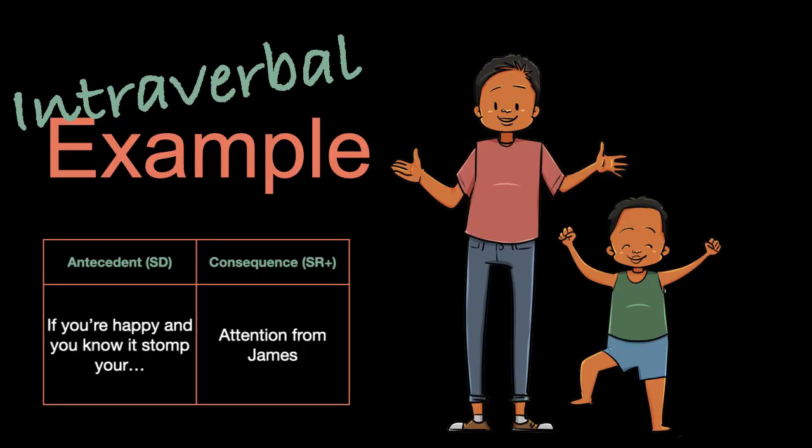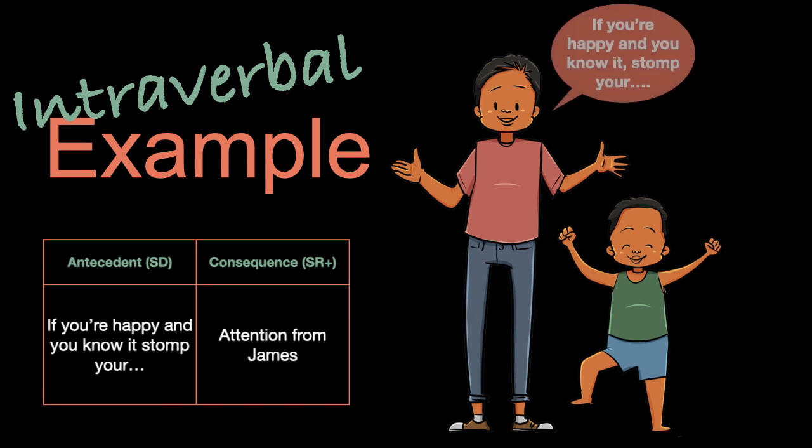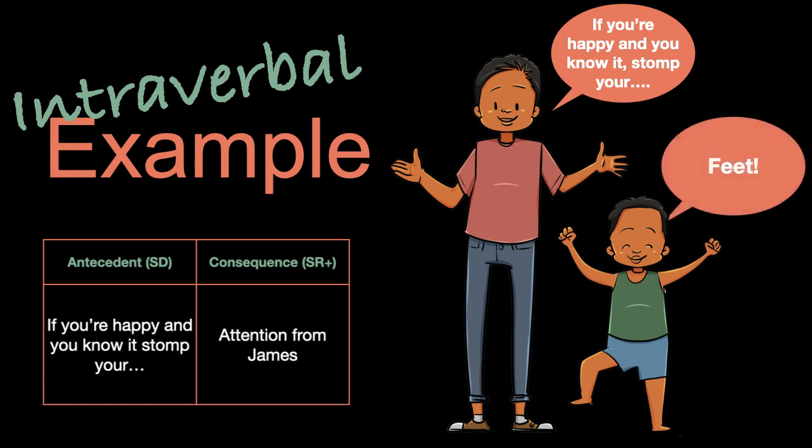Here's an example. James is singing a song with Charlie. As he sings, he pauses to give Charlie an opportunity to complete the sentence. James sings, "If you're happy and you know it, stomp your," and waits for Charlie to say feet before continuing on with the song. If Charlie needs some help, James points to Charlie's feet and/or models stomping his feet. This prompt is faded to help Charlie respond independently.